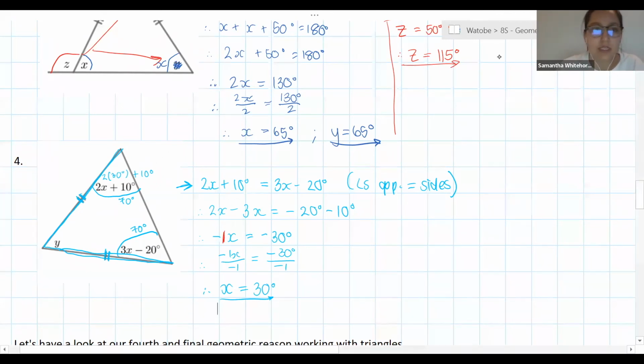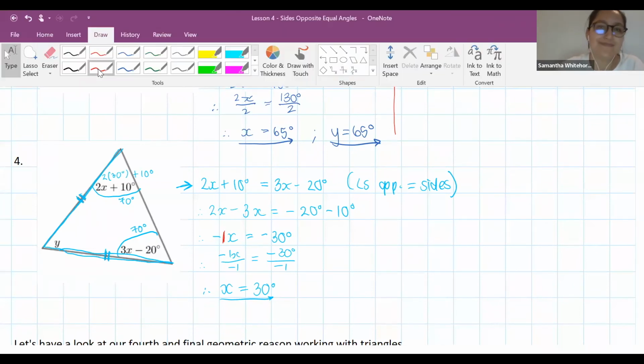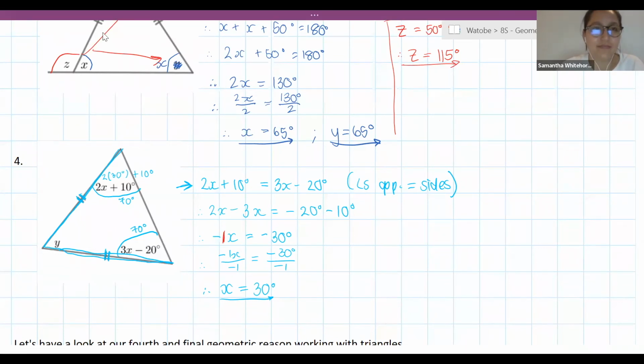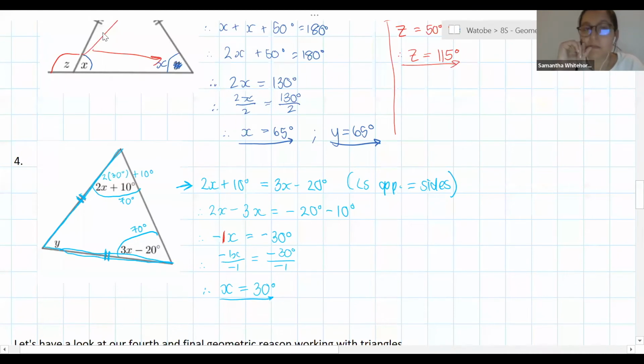Alrighty, Letabo, do you want to tell us about Y? So Y is, since we got the value of X, we have to substitute all of the X's with 30. So it's going to be Y plus 2 times 30 plus 10 plus 3 times 30 minus 20 equals 180.